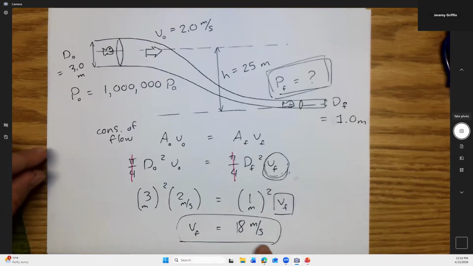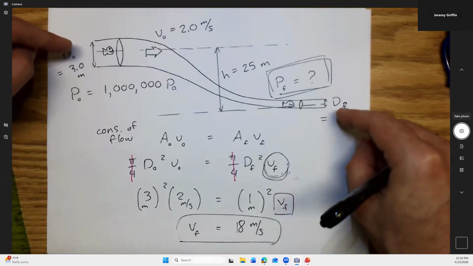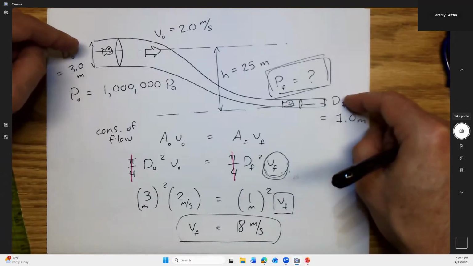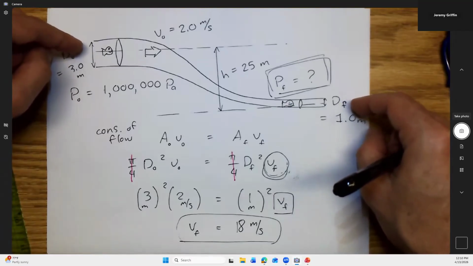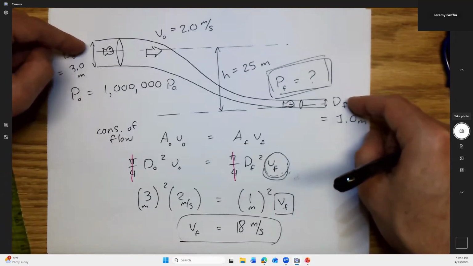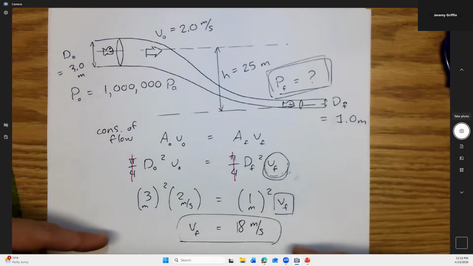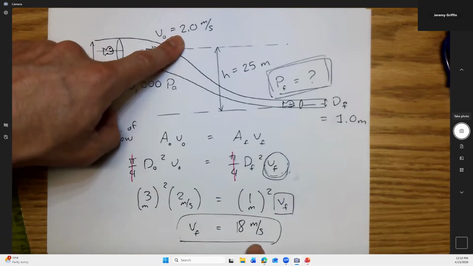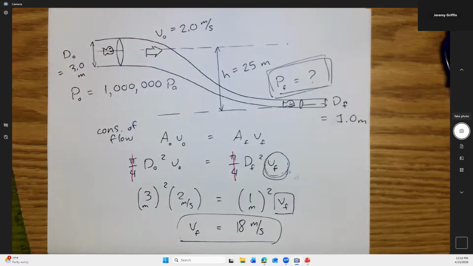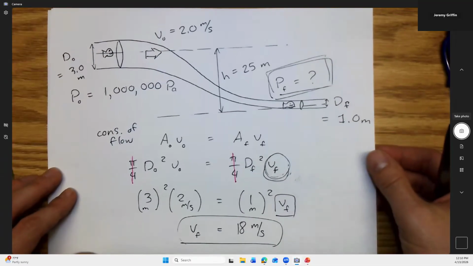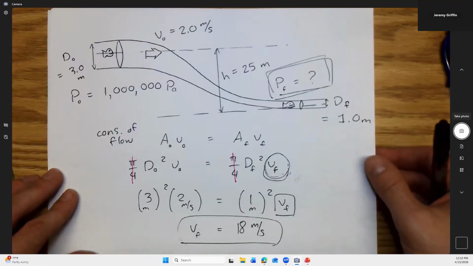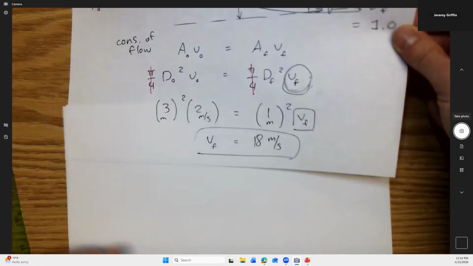Oh, hey, the ratio of the cross-sectional areas is 9 to 1, and the ratio of the speeds ends up being 1 to 9. You see, it's 9 times as fast. Is that okay? So that's conservation of flow. Now we're ready for Bernoulli. You guys ready for Bernoulli? All right, Bernoulli time.